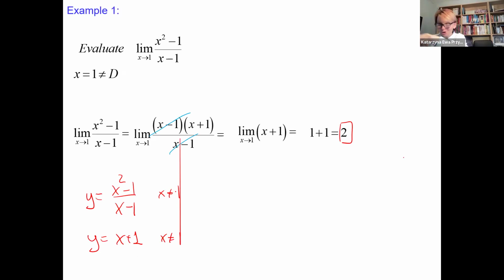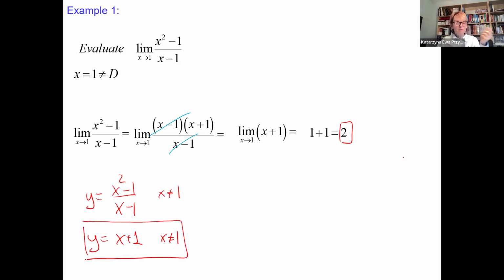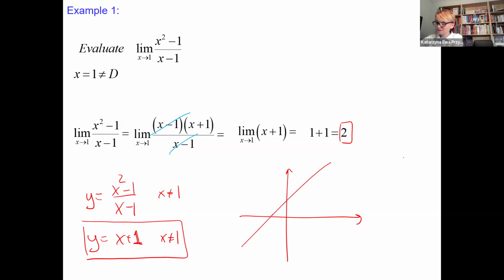And this one is also not defined at 1 if we would like to draw this function. But for the limit purpose, we can substitute, because the expression algebraically is defined at 1. It's 2. Let me show how this looks. We can draw a line, x plus 1. I think it looks like this. At 1, the limit is 2.